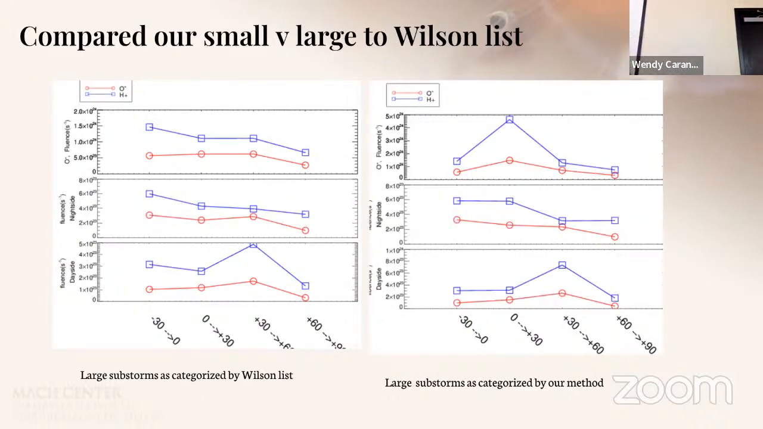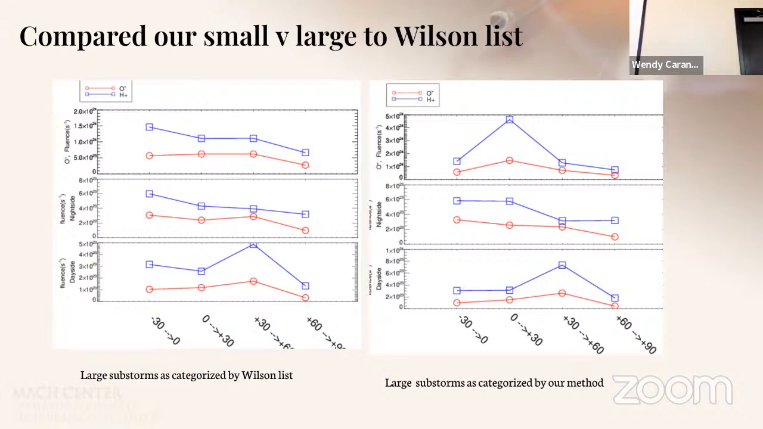Looking at the larger substorms, we found just the opposite. I especially want to draw your attention to the scale on the side of these plots. The large substorms, as Wilson categorized them, only go up to 2 × 10⁻²⁴. For us, it goes all the way up to 5 × 10⁻²⁴.